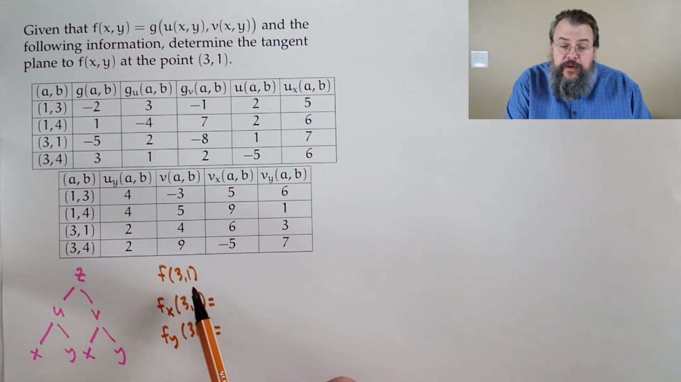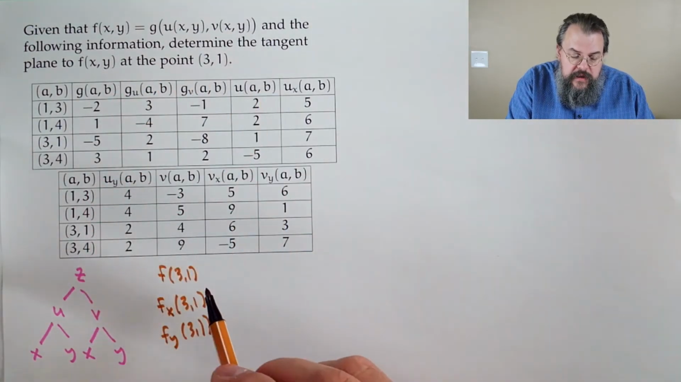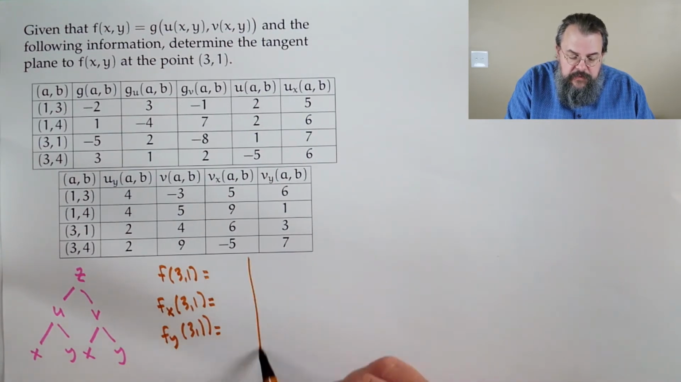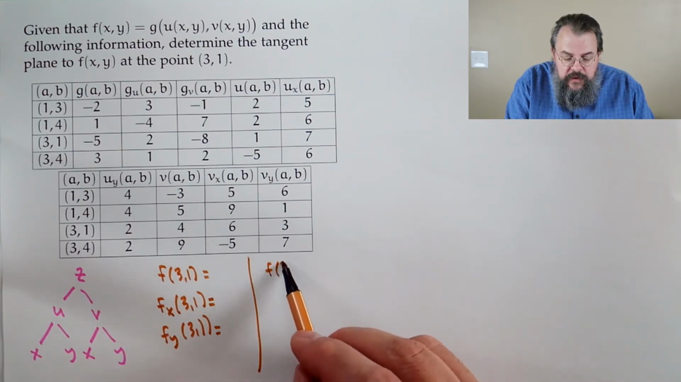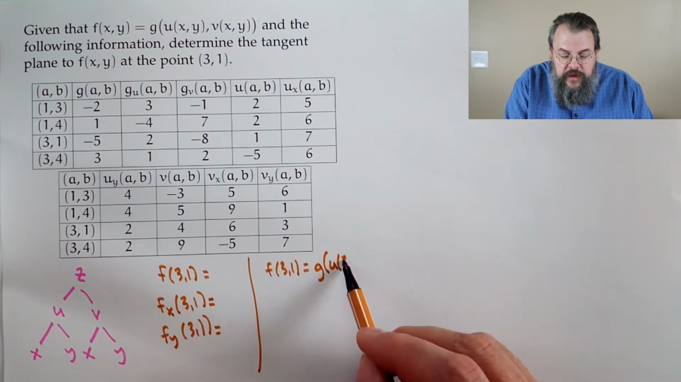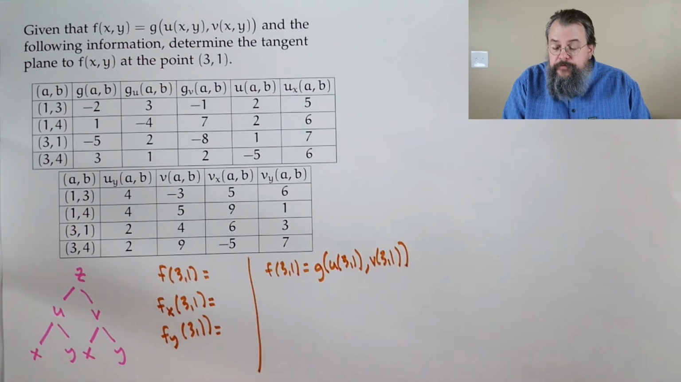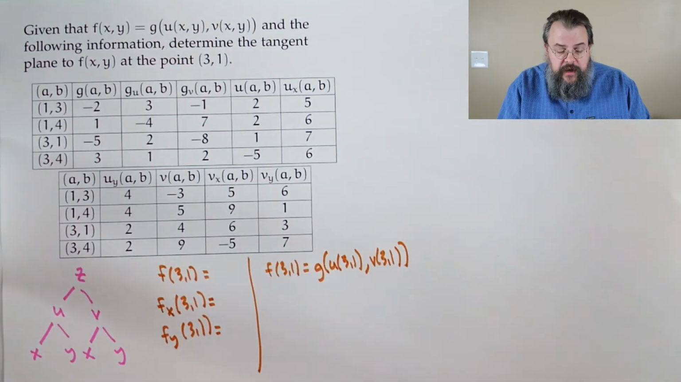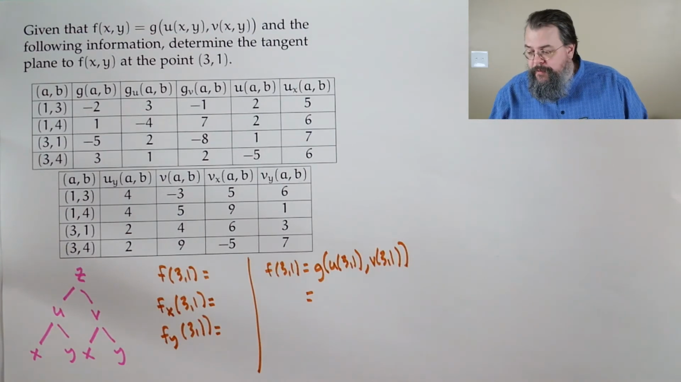Let's talk about f of 3, 1, because according to the rule, let's just do that and see what we get. So f of 3 comma 1 would be g of u of 3 comma 1, v of 3 comma 1, because we're literally just plugging in x equals 3, y equals 1. No big surprises. So now comes our chance to start looking things up.